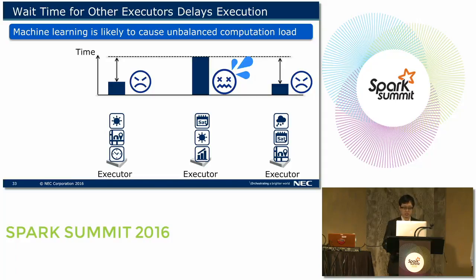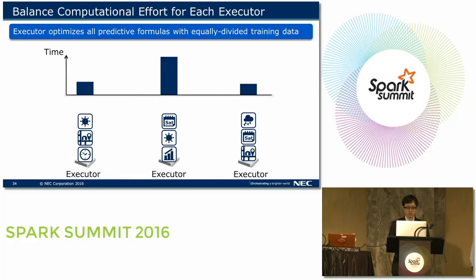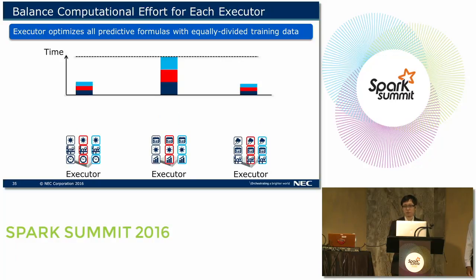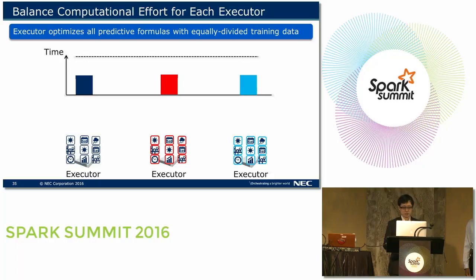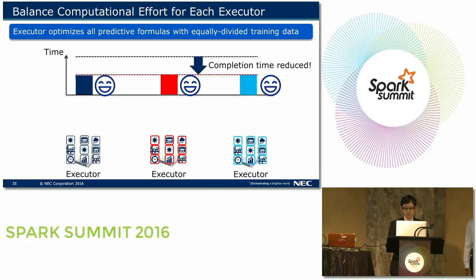So to address this issue, we designed the distributed HML so that each executor optimizes all predictive formulas with equally divided training data. Then the execution time is balanced and the waiting time for slow executors is quite reduced. And finally, the completion time is reduced.